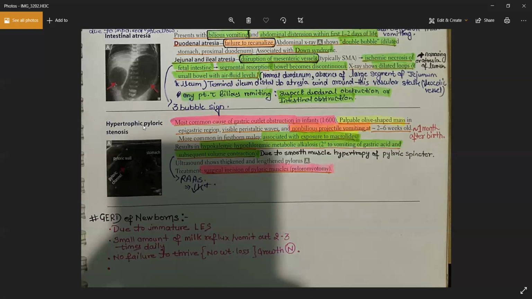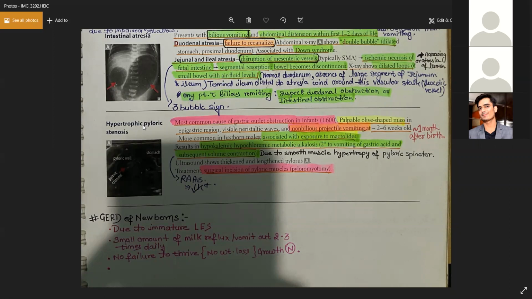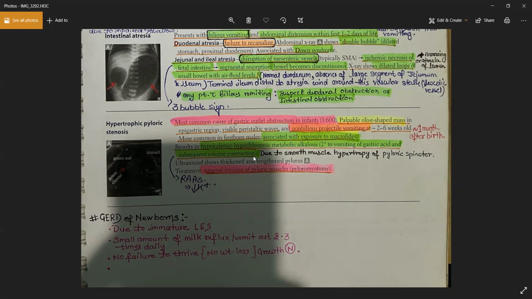So any doubt on this HPS? Is the cause of hypokalemia only the RAS, or is there any other reason also? Vomiting and then the RAS. Vomiting is the major cause. You're losing all your electrolytes, and then because of the loss of volume, you can also get activation of the RAS. Okay, thank you.